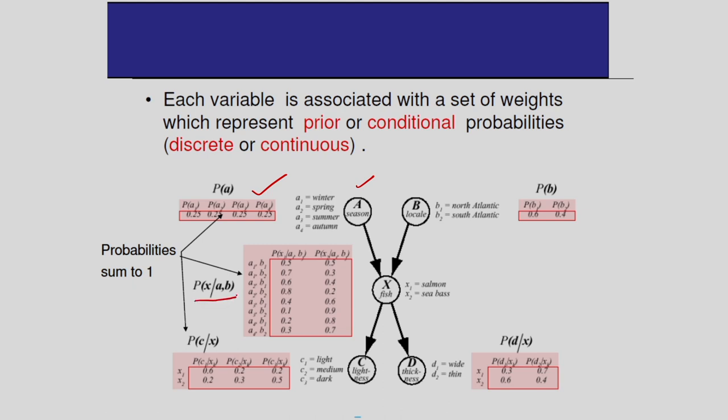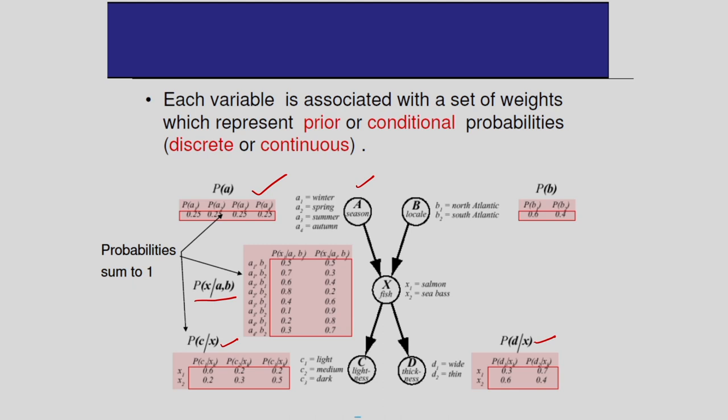The probability of X given A comma B, that is also we are considering. Probability of C given X, that is the conditional probability we are considering. Probability of D given X, that is also a conditional probability. So, all the possible probabilities we are considering here.